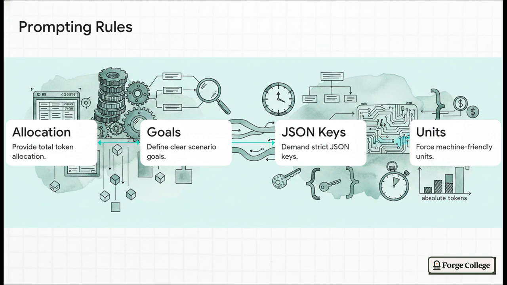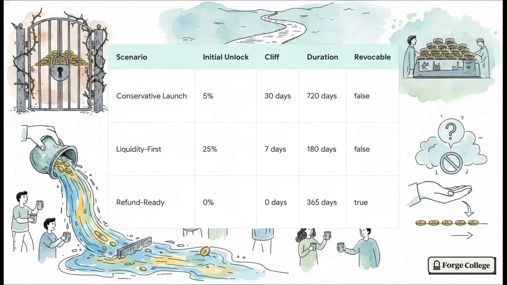Step 1, provide the total token allocation. Step 2, define clear scenario goals. Step 3, demand strict JSON keys. And Step 4, you have to force machine-friendly units, meaning seconds instead of months, and absolute tokens instead of vague percentages. The really crucial point here is getting an output exactly like this table.